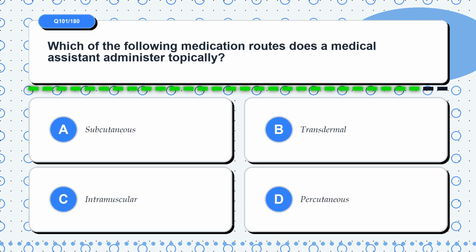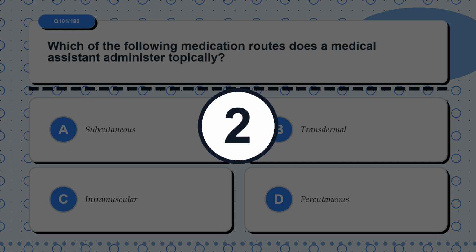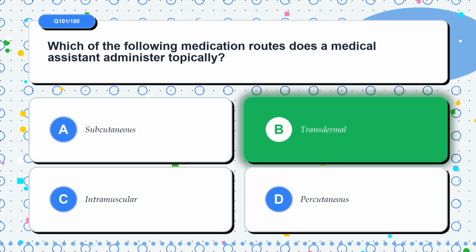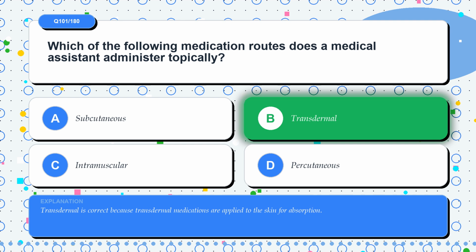Question 101. Which of the following medication routes does a medical assistant administer topically? Here are the options. Option A. Subcutaneous. Option B. Transdermal. Option C. Intramuscular. Option D. Percutaneous. The correct answer is option B. Transdermal. Transdermal is correct because transdermal medications are applied to the skin for absorption.